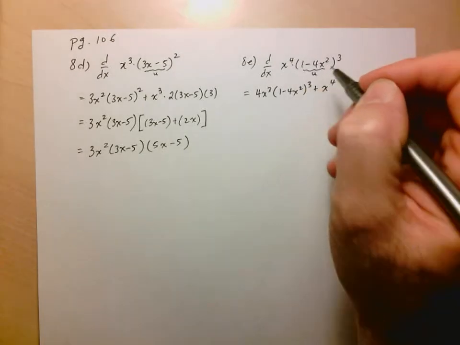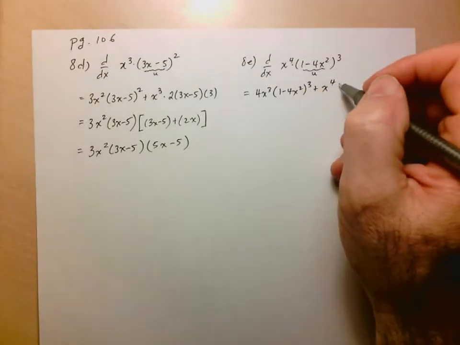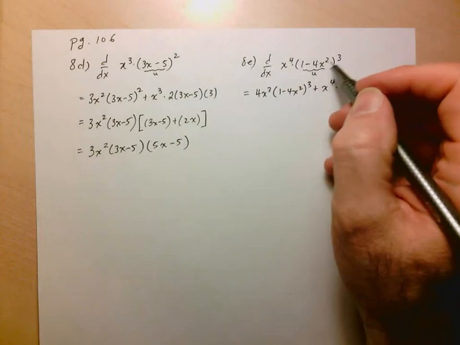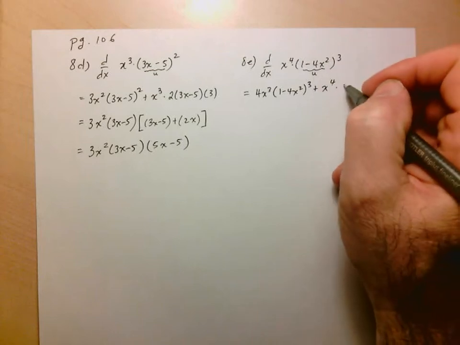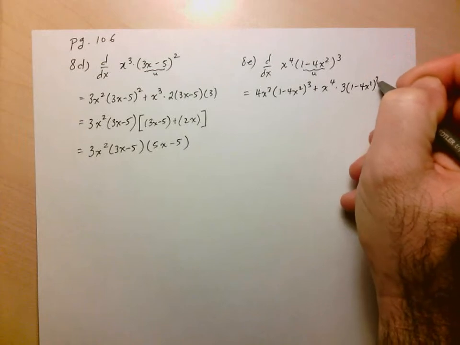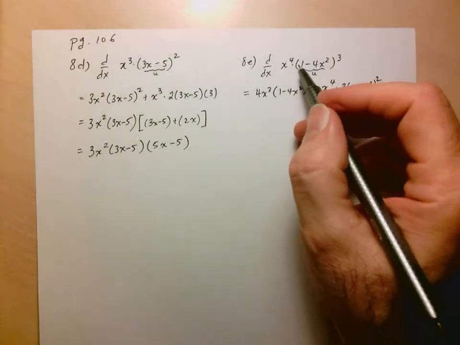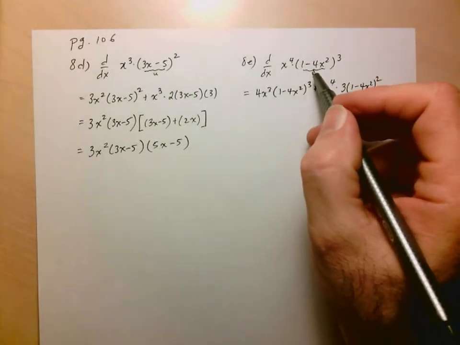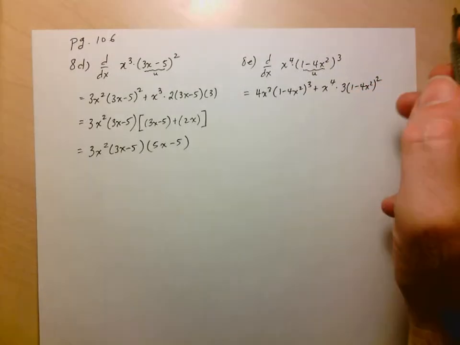So this is my placeholder variable u. What do we have? The derivative of u cubed is 3u squared, so 3 times 1 minus 4x squared all squared, and then times the derivative of u with respect to x, which is just going to be negative 8x.